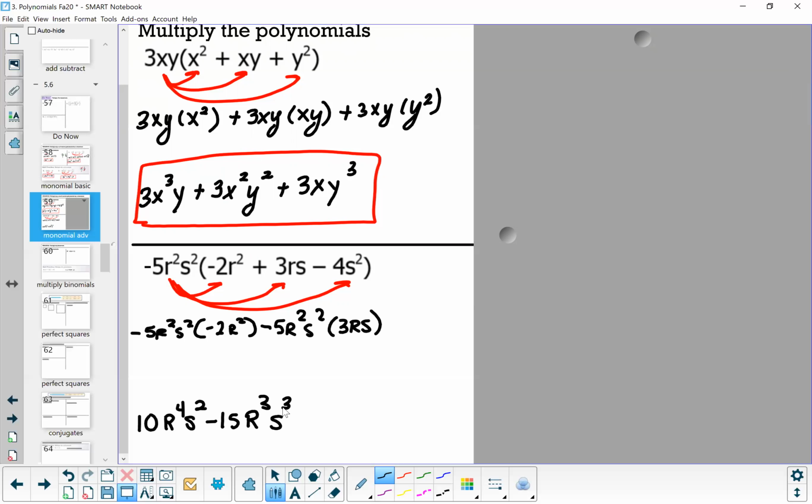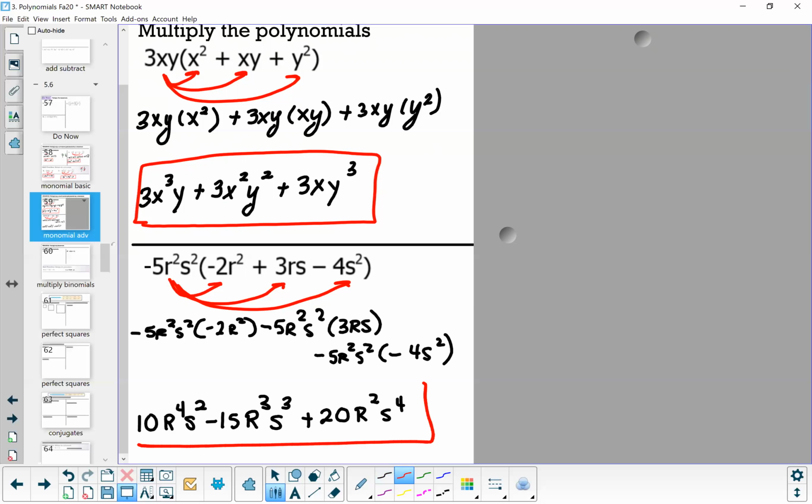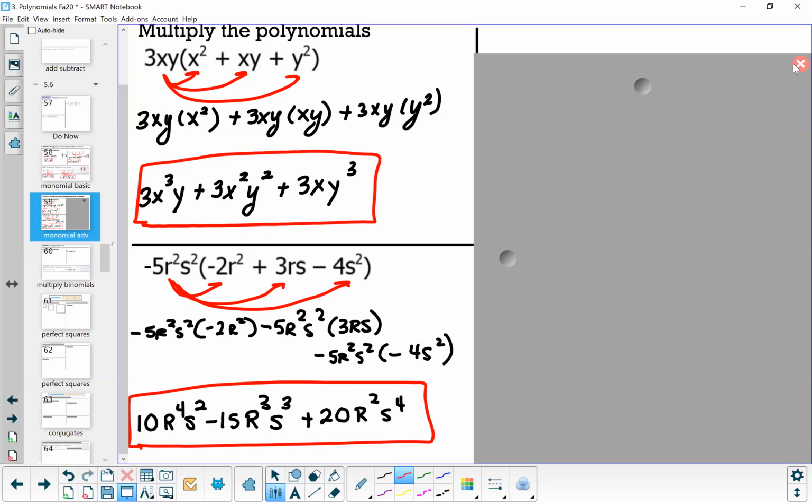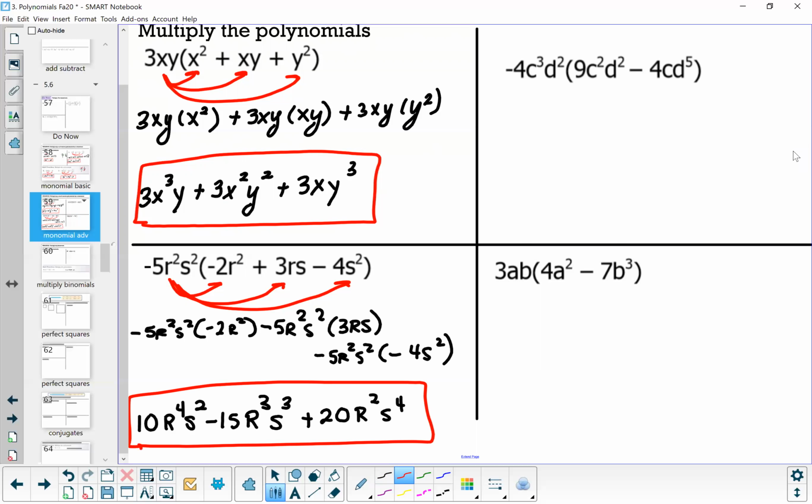And then our last distribution, looks like I'm running out of space, so I'll write it here. Negative 5r squared s squared times the negative 4s squared. So again, multiply your coefficients. Negative 5 times negative 4, that's positive 20. And then r squared. S squared times s squared is s to the 4th power. And that's your answer.